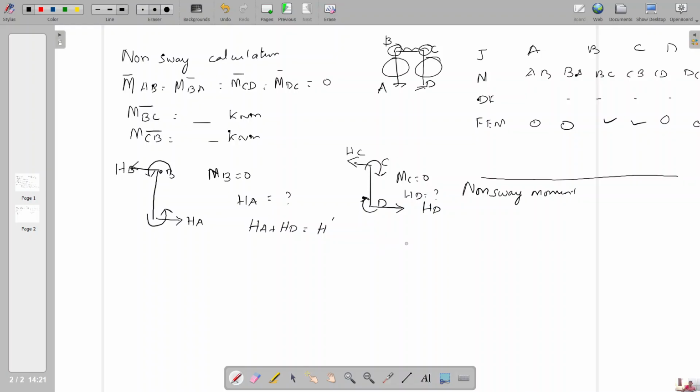So the horizontal reaction should be resisted by the applied load. So the load should be applied in the opposite direction to the horizontal reaction. If it is HA and HD in this direction, the sway force should be assumed in this direction to counteract the horizontal reaction. So you keep this as H only. This is not H dash. It is H only, and you extend to the second step, that is sway calculation.